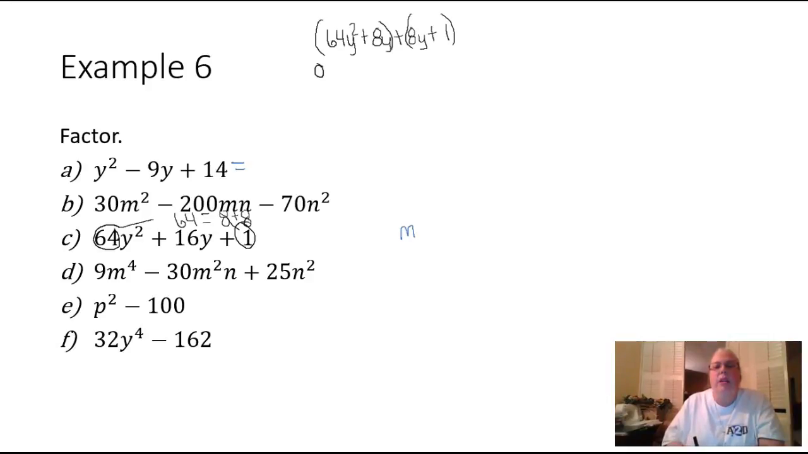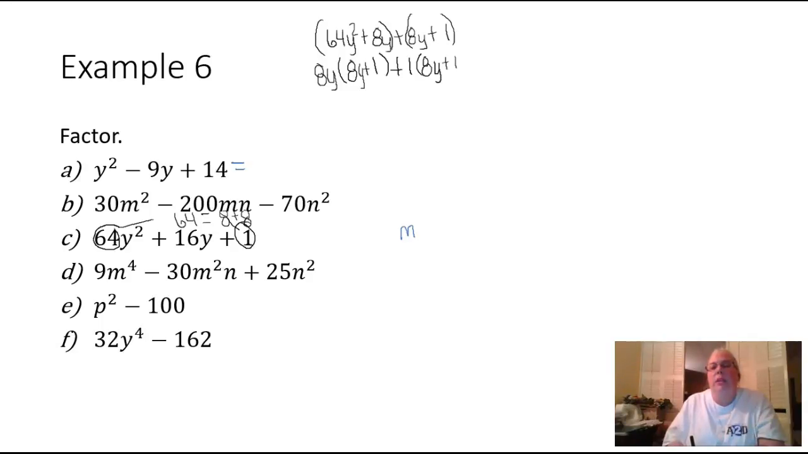8 can go into both 64 and 8y. Both of them have a y. 8 goes into 64 8 times. y goes into y squared y times. 8 goes into 8 1 time, and then these y's will cancel each other out. Back here, the greatest common factor is 1, and we actually do need that placeholder there.